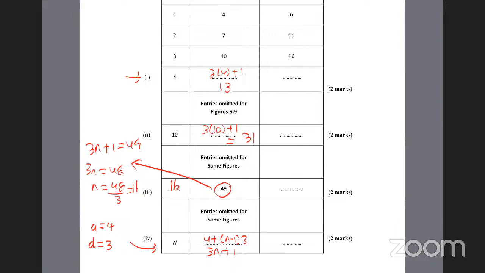Now let's do the next side. A is how much here? A is 6 and D is how much? 5. All okay with that? So the formula is what? The formula is 6 plus n minus 1 by 5, or 5n plus 1. In case you're not seeing it, that's 5n plus 1, right?